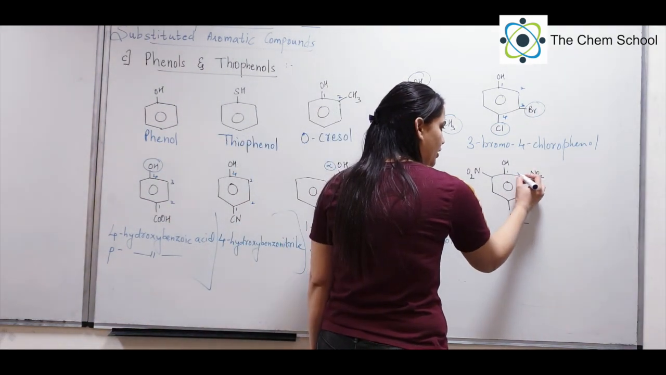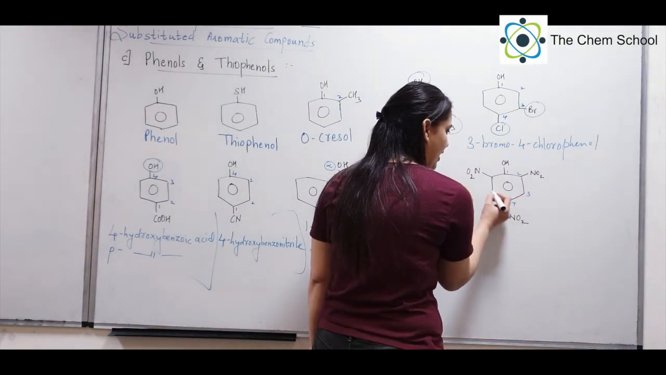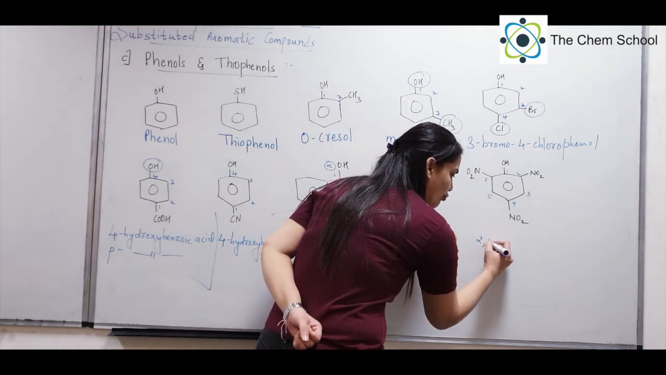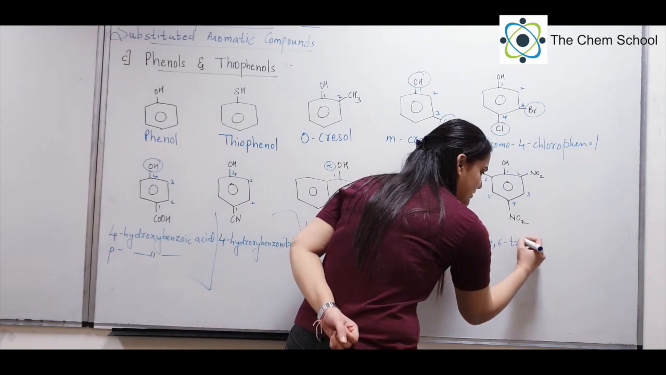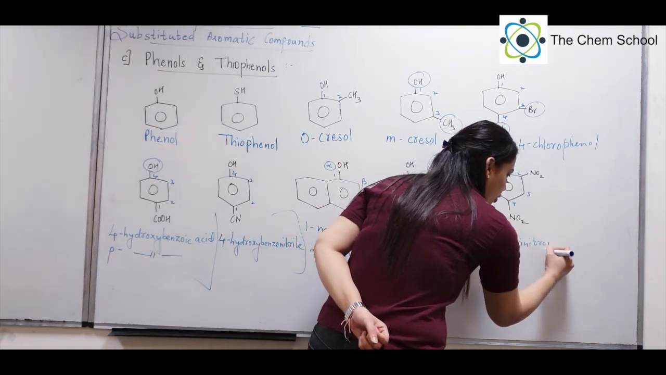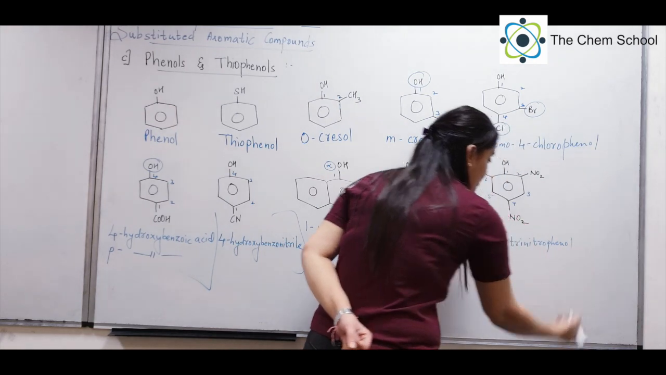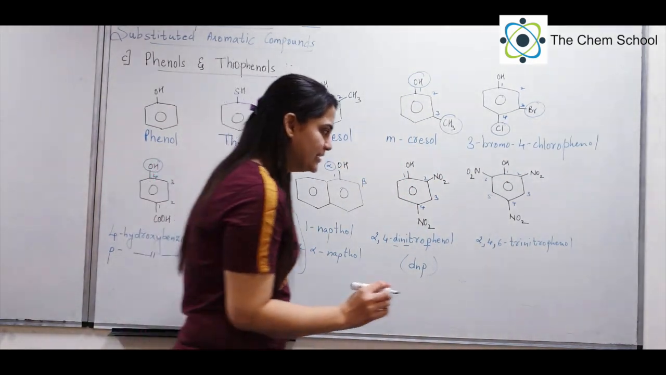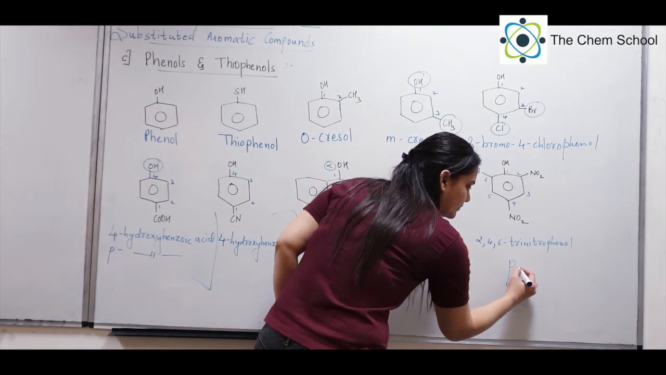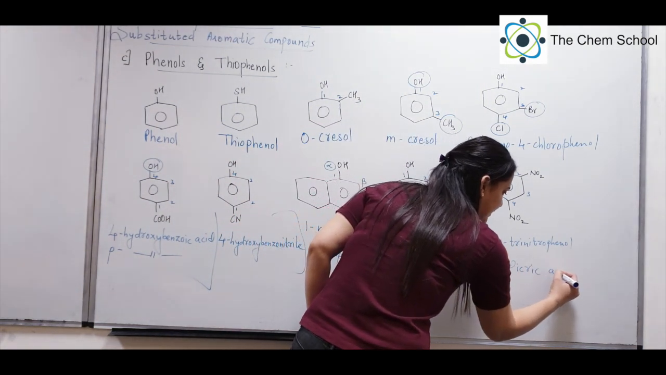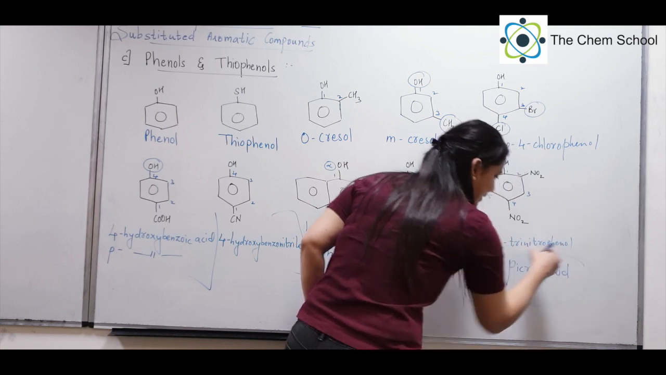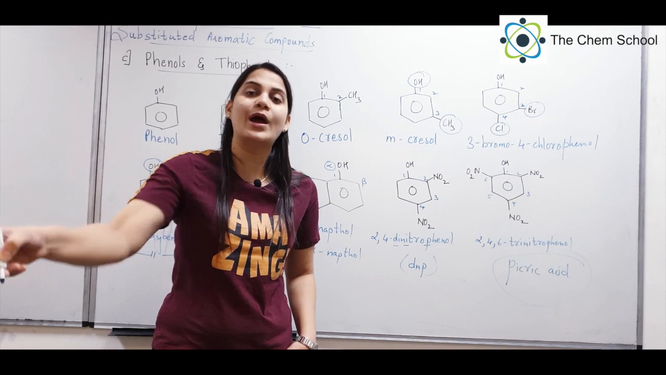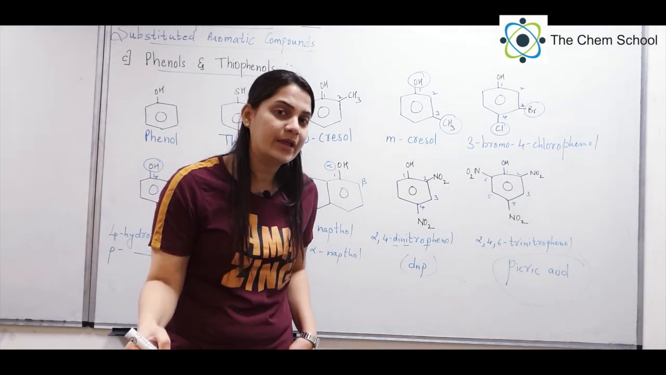So it is 1, 2, 3, 4, 5 and 6. As per the numbering, you have trinitro on 2, 4 and 6. So 2,4,6-trinitrophenol. Now this is a very dangerous compound again, and this is again a kind of explosive, and this is picric acid. This is a very important name, so you should memorize this. So if you have 2,4,6-trinitrophenol, that is also called picric acid.